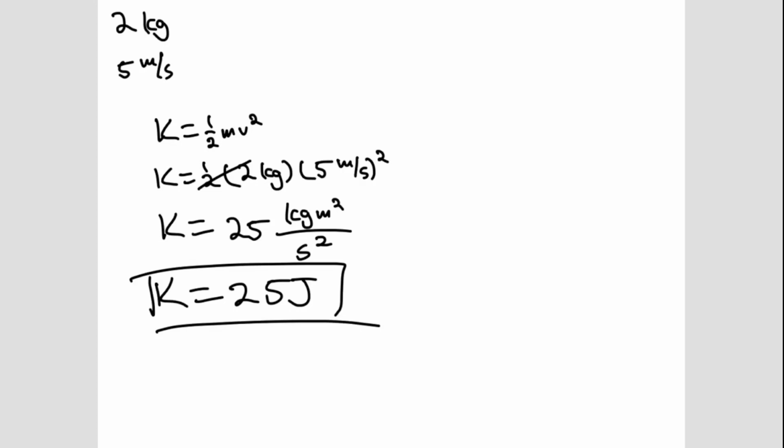Let's do another one. Maybe this time let's do gravitational potential energy. Let's say I have, and let's do a 3 kilogram object this time. It's a 3 kilogram object. It is above a planet's surface, but we don't know the gravitational field strength of this planet's surface. What am I talking about?